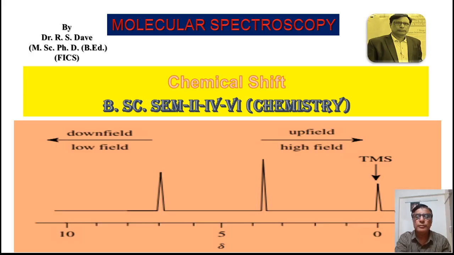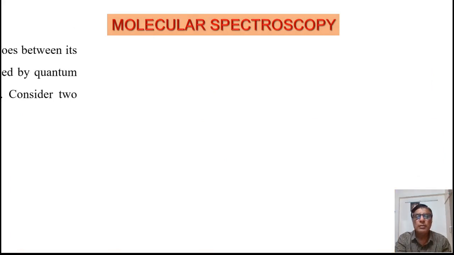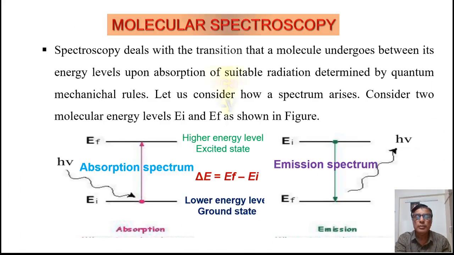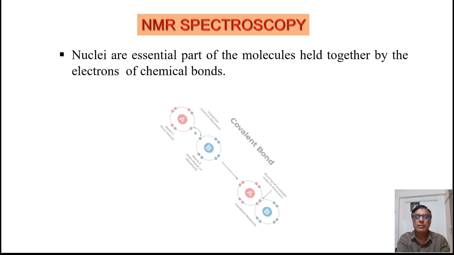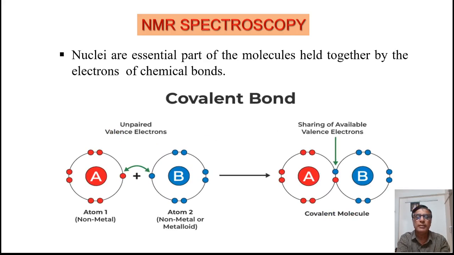I would like to show the first slide about some important points of chemical shift. My first point is that the nuclei are an essential part of the molecule, held together by the electrons of chemical bonds. So I would like to show a figure about the chemical bond and both the nuclei in the same chemical bond, that is a covalent bond.